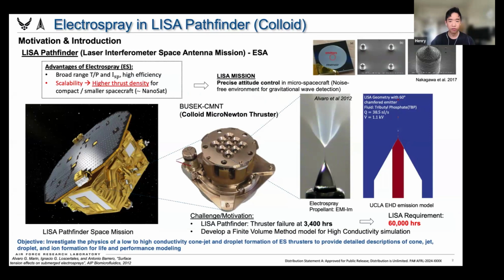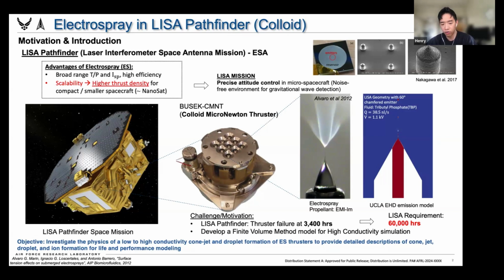The advantage of using electrospray is that it can provide a broad range of thrust to power ratio and a higher ISP, which means high efficiency for longer lifetime missions. And scalability, which can give higher thrust density for compact or smaller spacecraft, which in this case, we can use for nanosats or CubeSats.